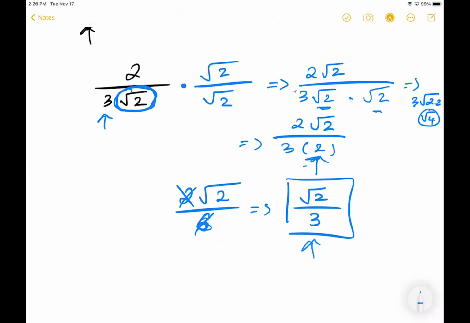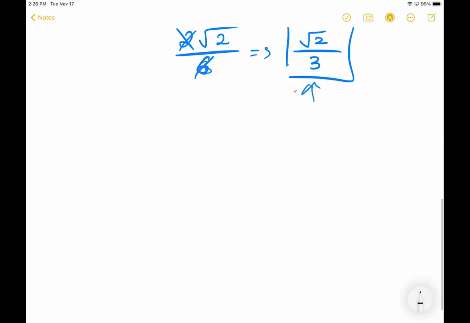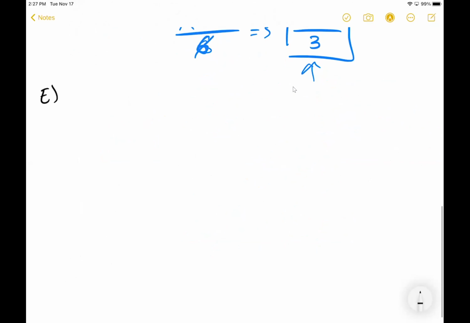The only thing that I mentioned here is if you were to have something like this, you can do the long way. Let me give you something that you cannot reduce. Let's say we have 7 over 9 square root of 5. Let's say you have this problem.